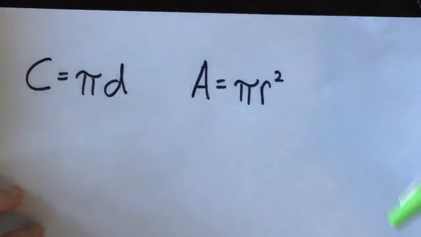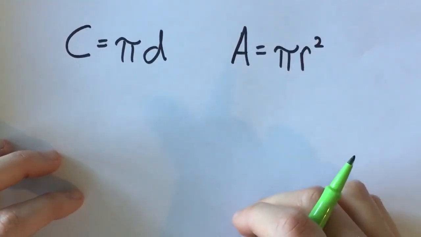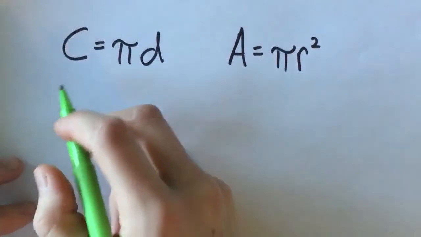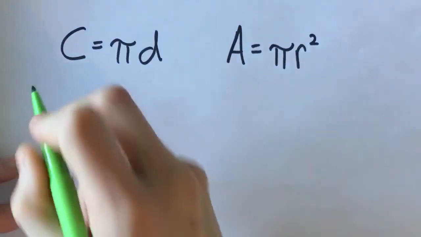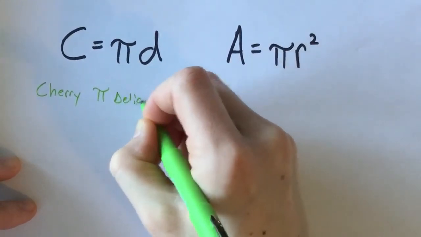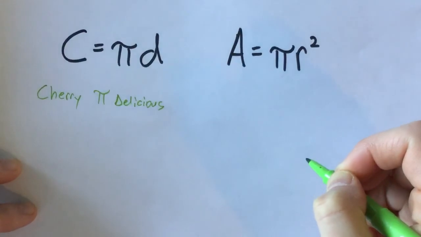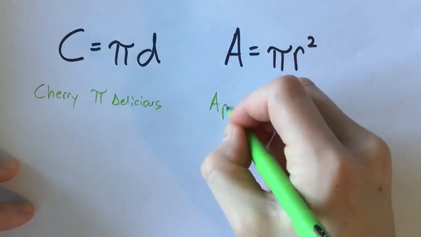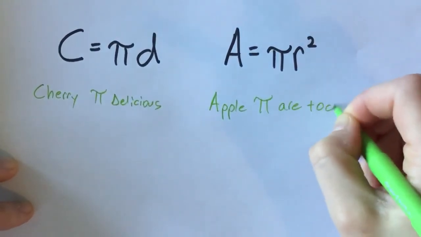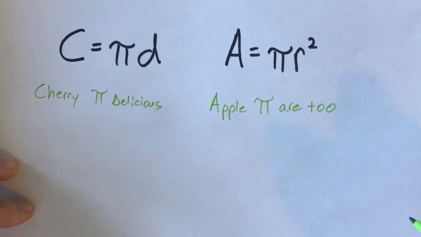Okay? So 2 important formulas today we went over. Circumference equals pi times diameter, and area equals pi r squared. Now here's a fun way to remember it. I didn't learn this till I was in calculus in high school for my teacher, Mr. Meltz, and I thought it was really great, so I'm going to teach it to you now. So circumference equals pi times diameter. We can remember that as cherry pie delicious. And then area equals pi r squared. Apple pie r2. Cherry pie delicious, apple pie r2.